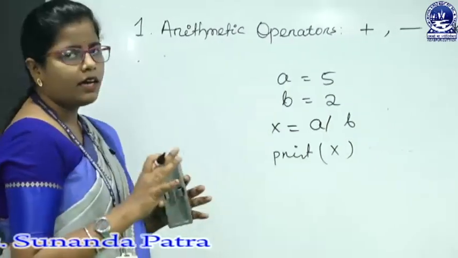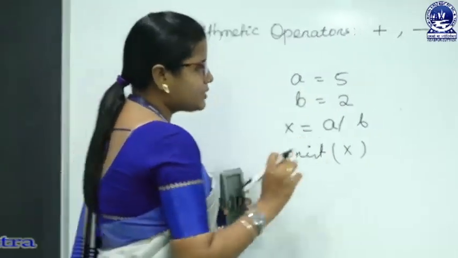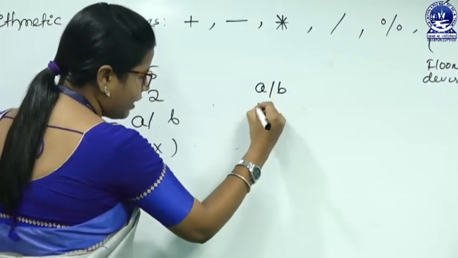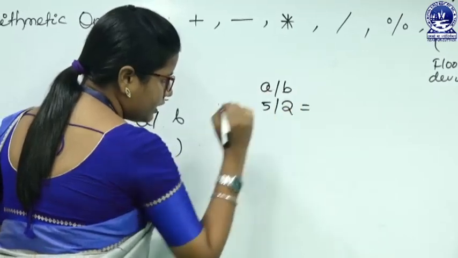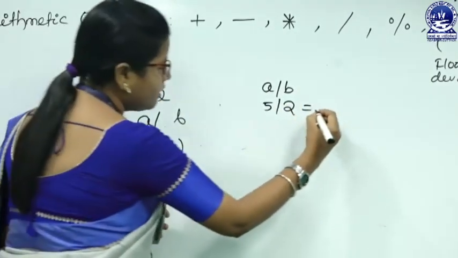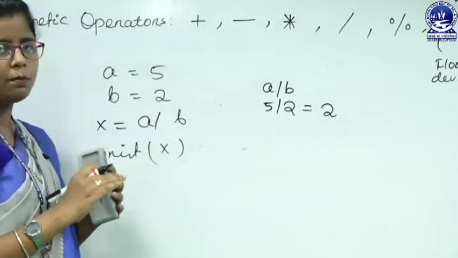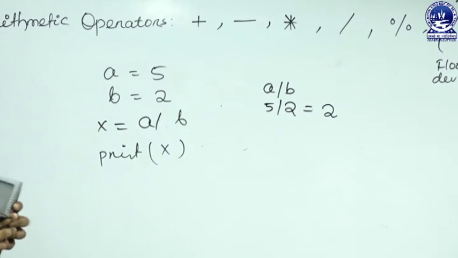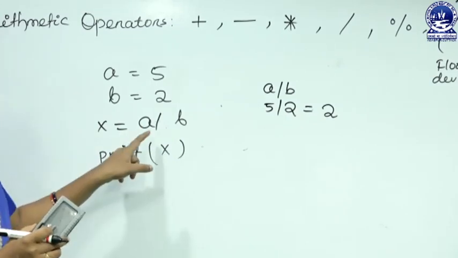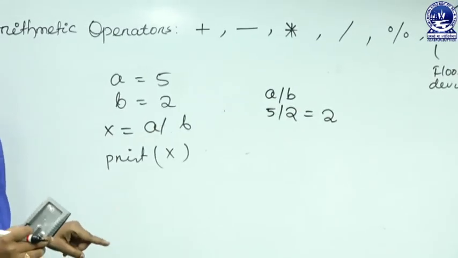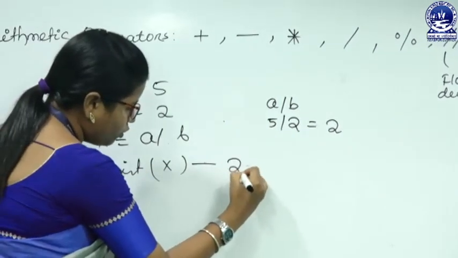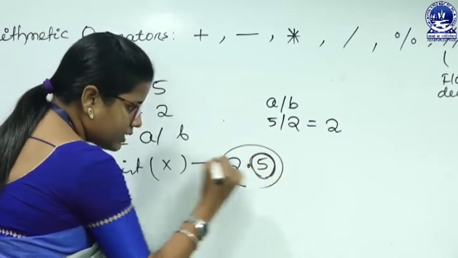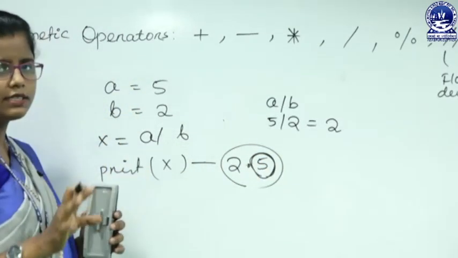Suppose I am writing A divided by B. In case of C, when I am writing A divided by B, so 5 divided by 2, it will show me that is 2. The fractional parts are getting discarded. But here in Python programming language, in case of division operator, it will show me the accurate result, that is 2.5. Here the fractional part, that is 0.5, will not be discarded.